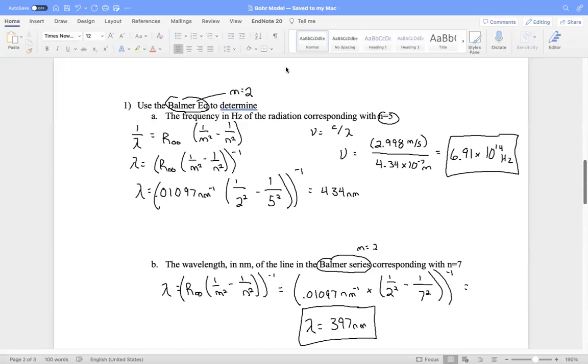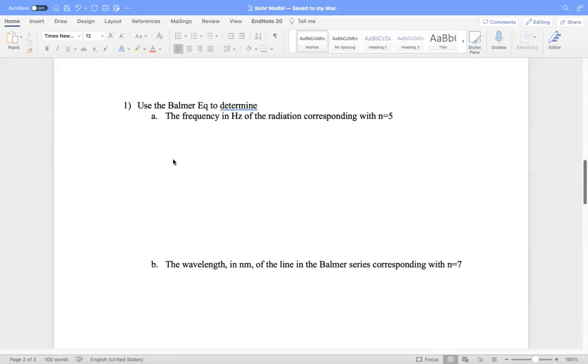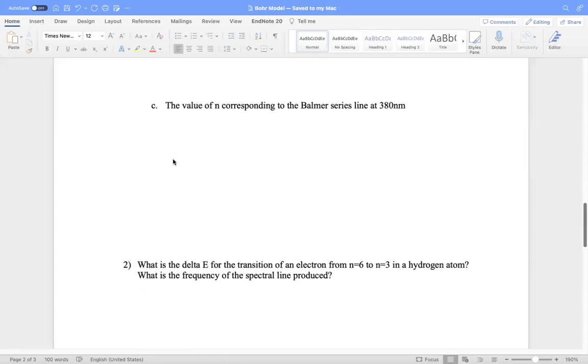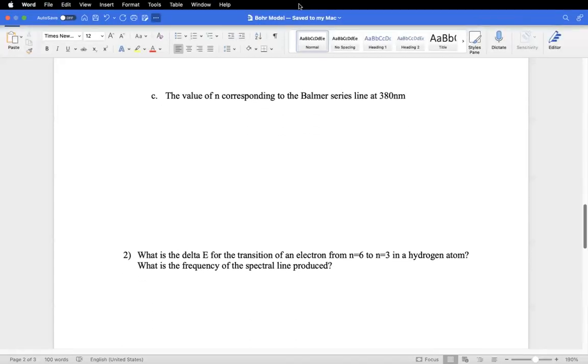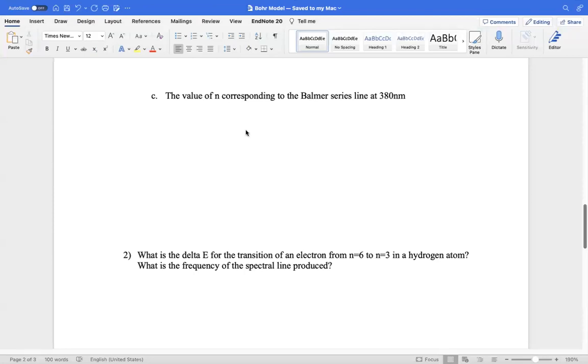All right, so we made it through all of that problem. Oh, so we still have a part C. So in part C, we see the value of n corresponding to a Bohr series line at 380 nanometers. So Bohr series, keep in mind m equals 2. Here we are given a frequency. And so, we're given a wavelength, silly, a wavelength. And so we can just plug that in and solve for n.